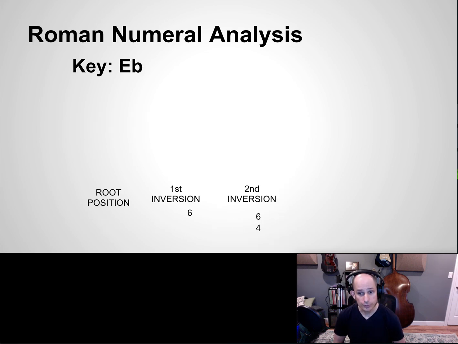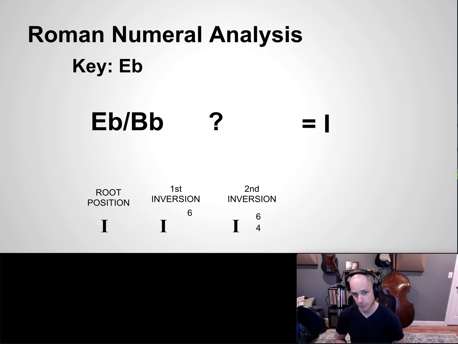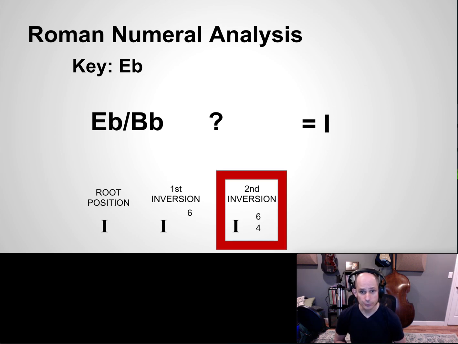Let's do another example. Key of E flat, 3 flats. I ask myself, what is E flat over B flat? So first, what function is the E flat chord? Well, E flat in the key of E flat is the 1 chord. Now I ask myself my second question. Is it the root, the 3rd, or the 5th in the bass? Well, B flat in this chord is the 5th. Therefore, it is in second inversion. And an E flat over B flat chord is a 1-6-4 chord.